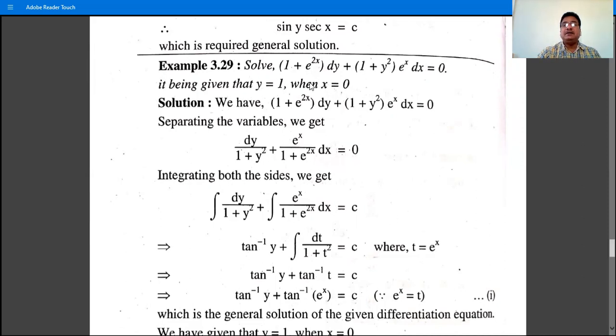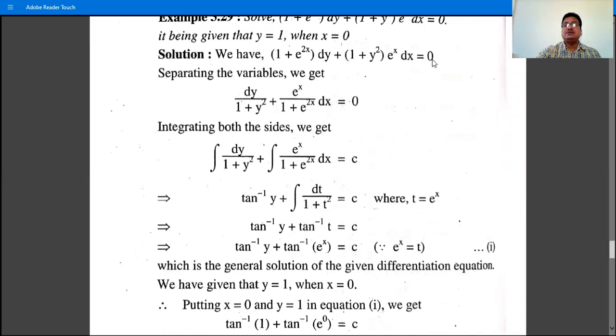So first we have to find the general solution. 1 plus e raised to 2x dy plus 1 plus y square e raised to x dx is equal to 0. So separate the variables. What do we get? We get dy divided by 1 plus y square, shift this quantity to RHS and then separate the variables, plus e raised to x dx divided by 1 plus e raised to 2x is equal to 0. Okay, that is shift this quantity to RHS and then it becomes minus. We have this. Then integrating both sides.